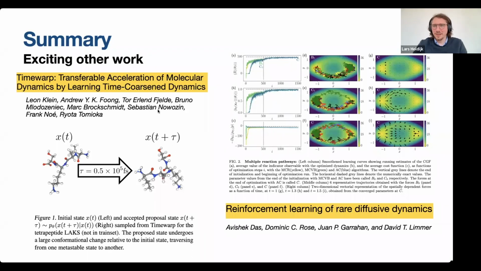I couldn't attend last week. I'm definitely going to watch it back. But Time Warp from Leon Klein also looks at sampling for longer transitions. It comes from the machine learning community, looking at solving computational chemistry problems, the same thing that we're doing.